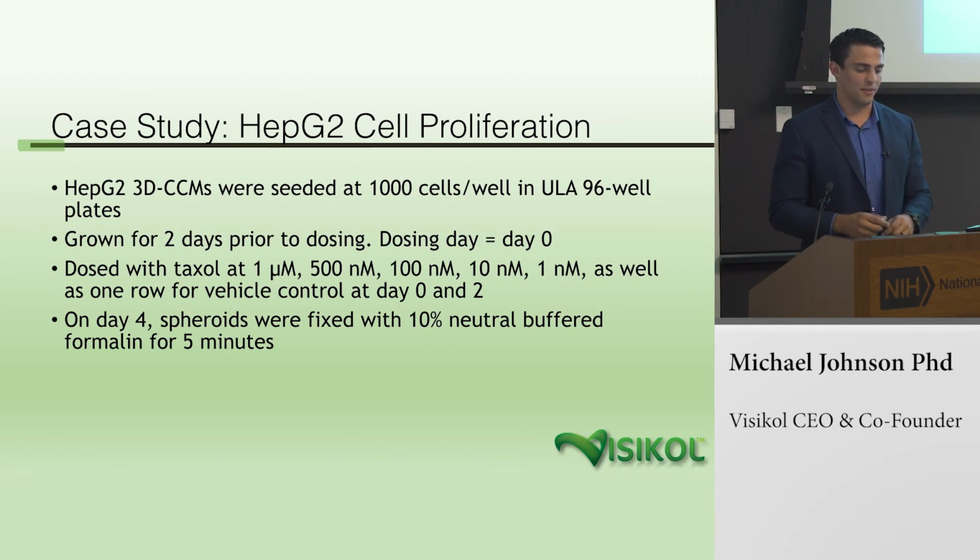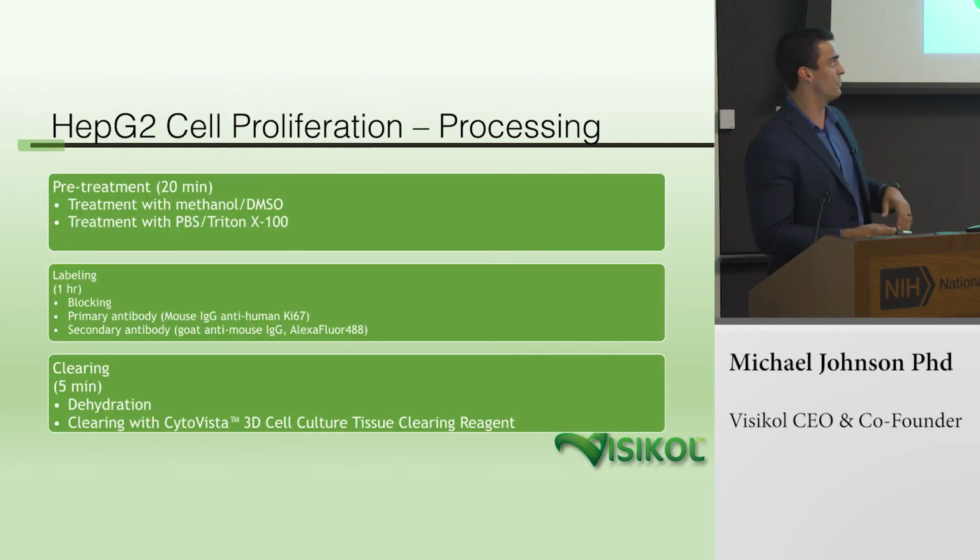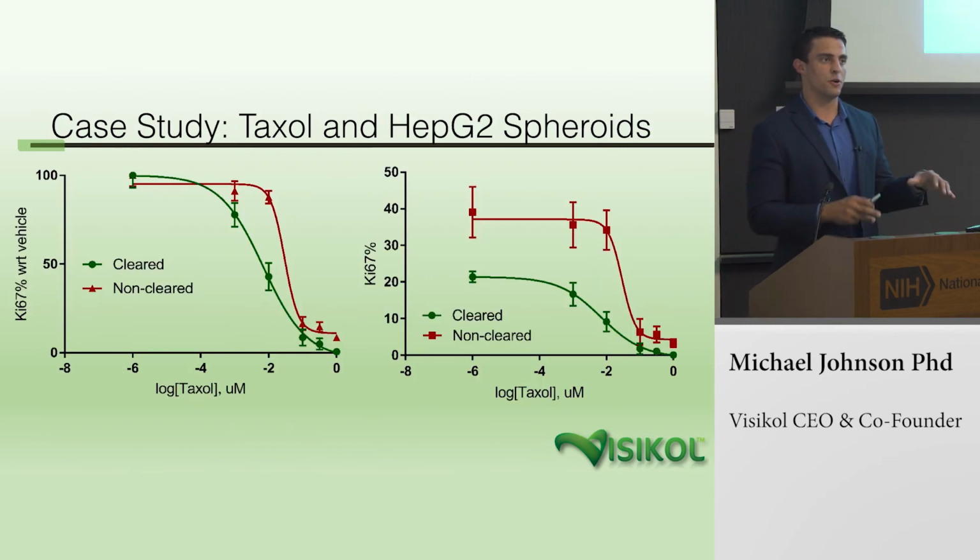We dosed with Taxol at varying concentrations. On day 4, the spheroids were fixed and processed. And we took the same spheroids, we cleared them again with the CytoVista tissue clearing reagent. We labeled with Ki-67 in this case, Alexa Fluor 488. And we went ahead and looked at cleared versus non-cleared. And what we're showing here is there is a significant difference between the two.